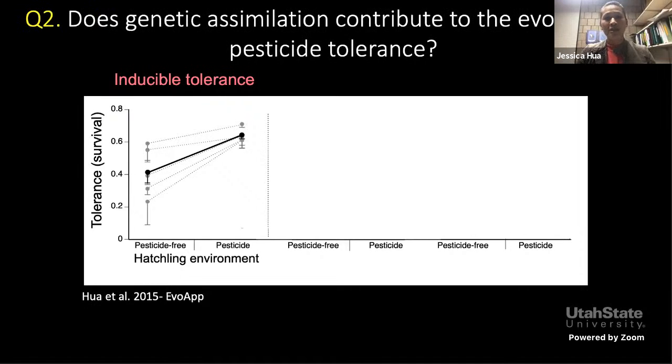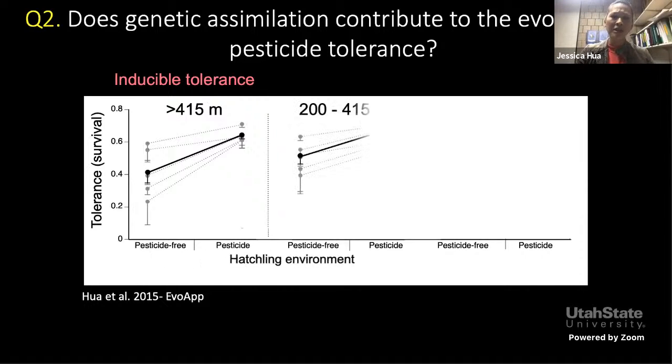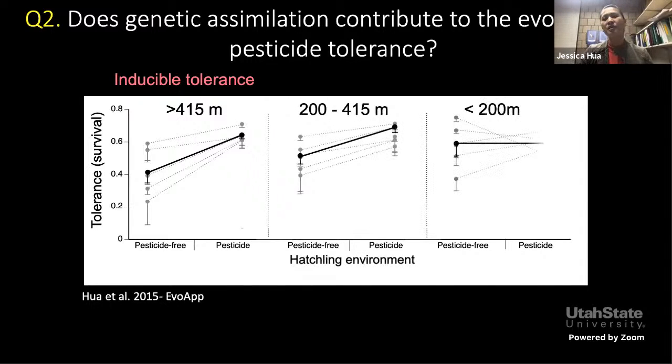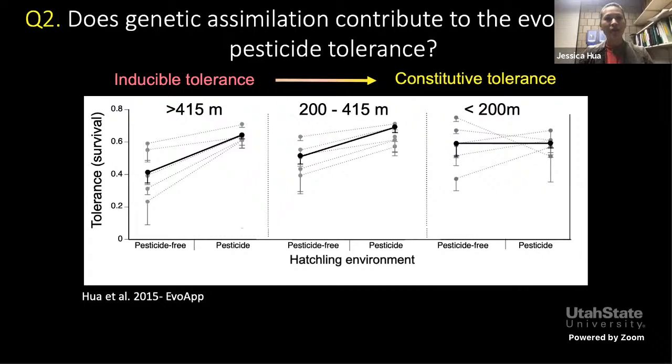Does genetic assimilation contribute to the evolution of pesticide tolerance? Again, we're looking for that flattening out of the line as you move closer and closer to agriculture, or derived populations. This first panel represents 5 populations that are far from agriculture. As we move closer to agriculture, you see that line flattening out, suggesting a shift from inducible tolerance to constitutive tolerance, which is consistent with the genetic assimilation theory.